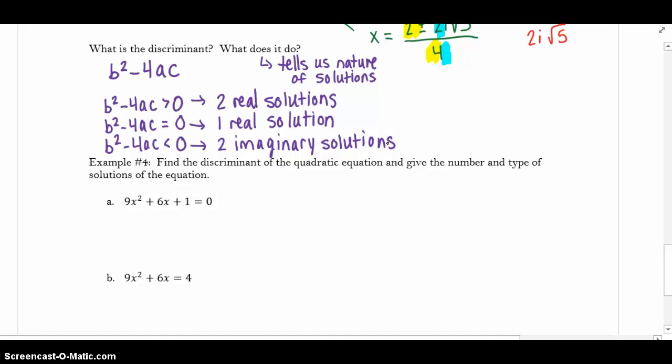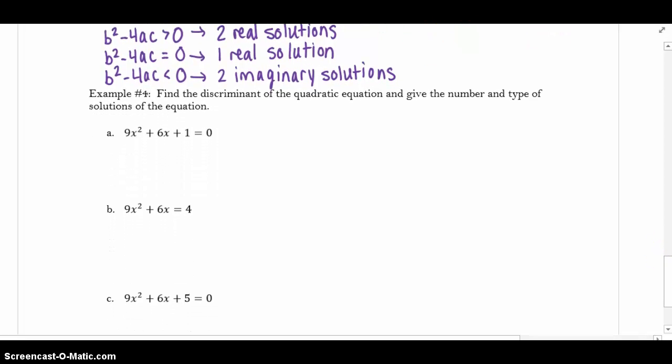Alright, so let's take a look at example 4 then. It says, find the discriminant of the quadratic equation and give the number and type of solutions. So again, remember, discriminant is b squared minus 4ac. And when they say number, that means 1 or 2. And type would be real or imaginary. Alright, so I'm going to try one of these with you, and then I want you guys to do B and C on your own.